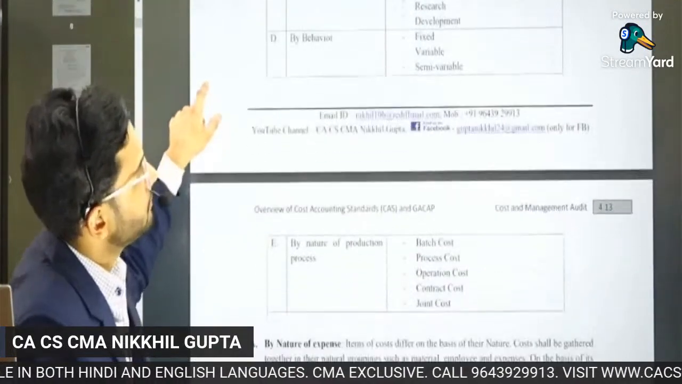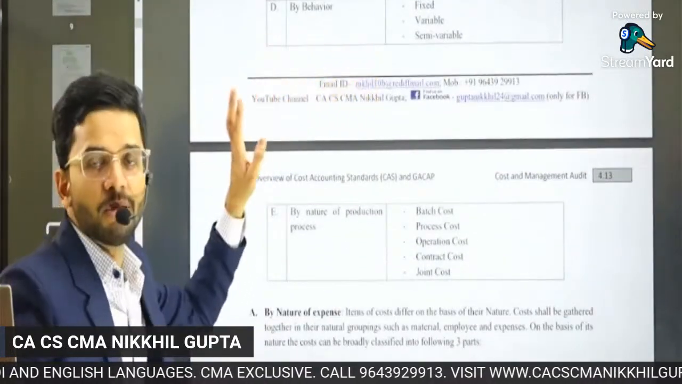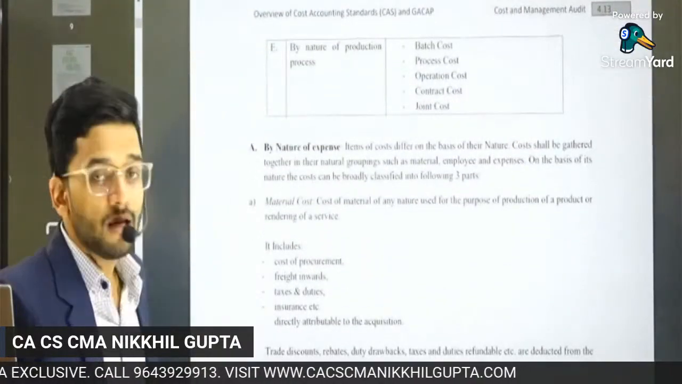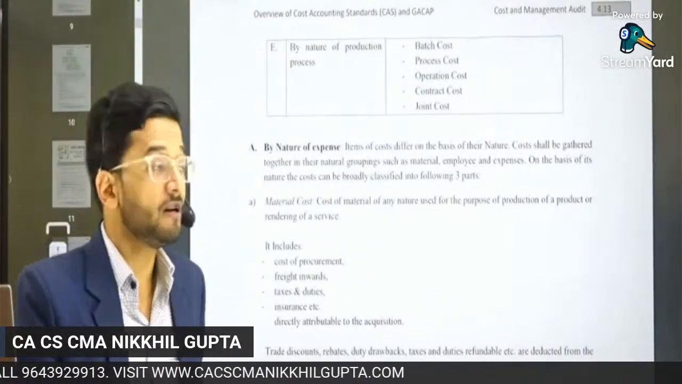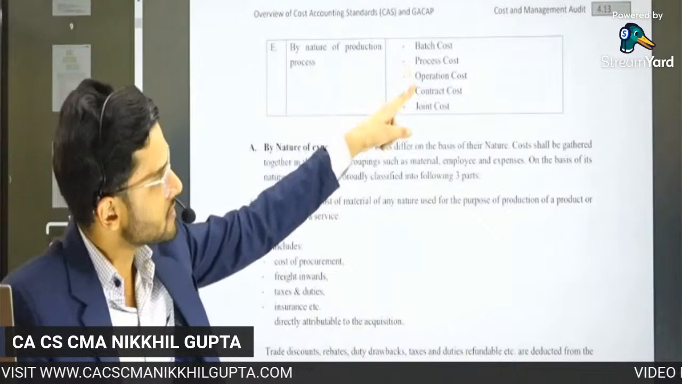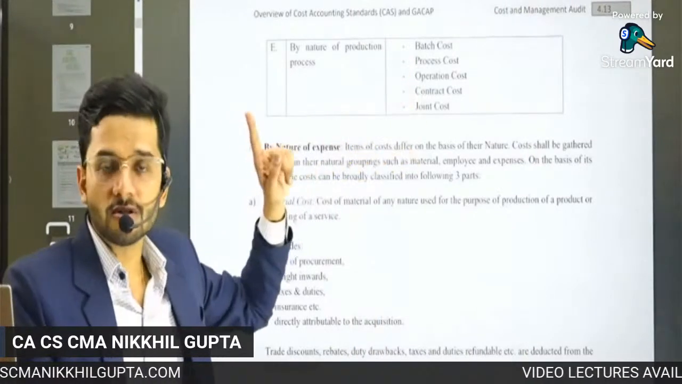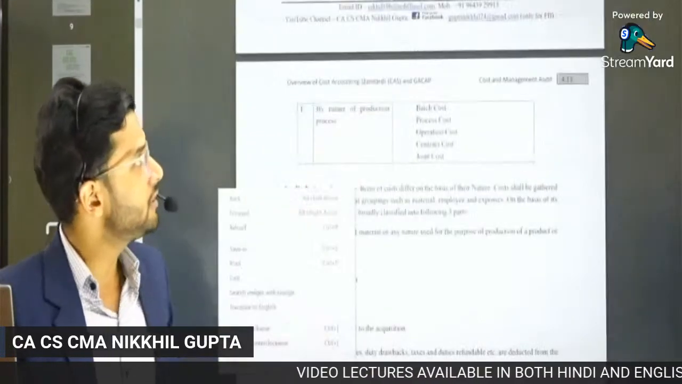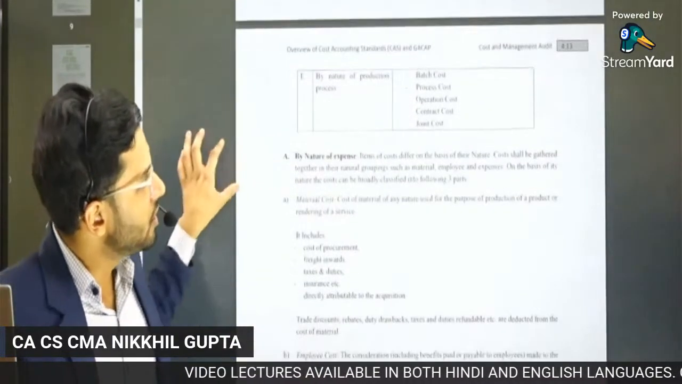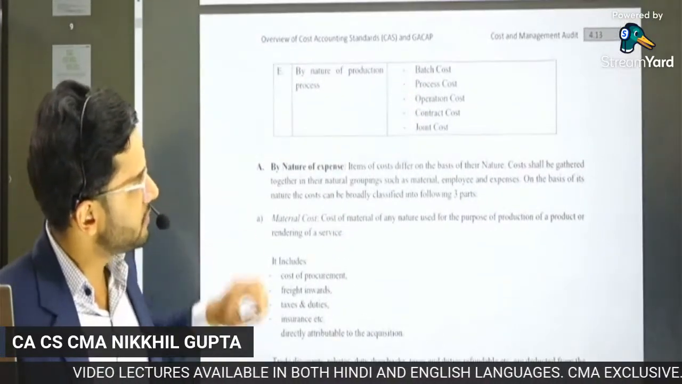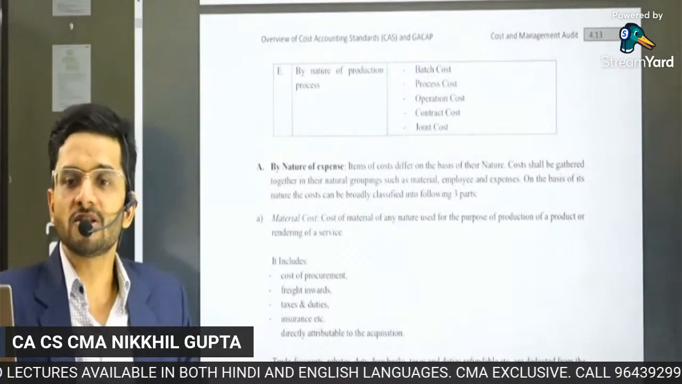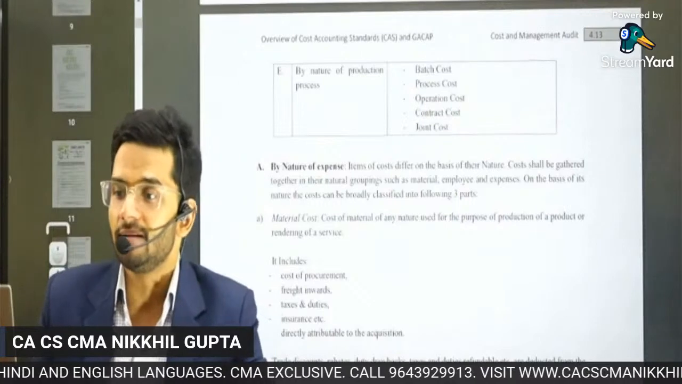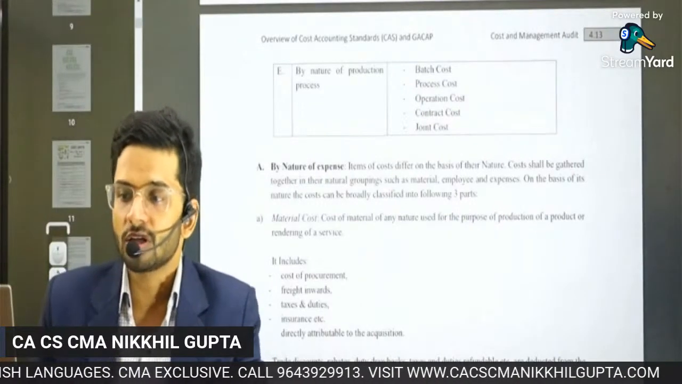Then by behavior. Behavior means fixed, variable, semi-variable. There are three kinds of costs which are by behavior. By nature of production process. What kind of production process do you have? Batch costing, process costing, operation costing, contract costing, joint costing. Now this is very, very important, guys, because this is a little tricky. This is a little different kind of classification. Batch cost means wherever the production is happening on the basis of batch, which typically happens in products like eatables, like bread which we consume.